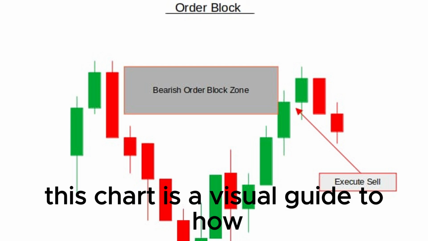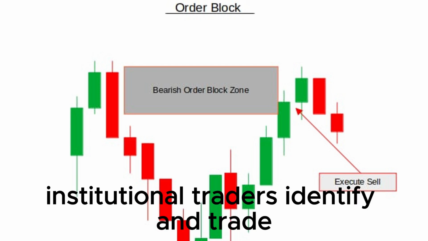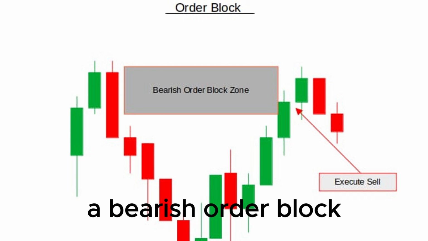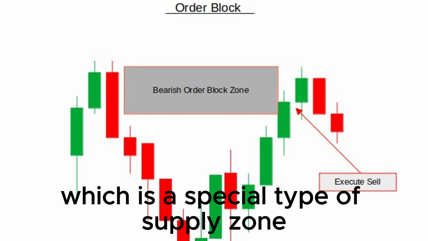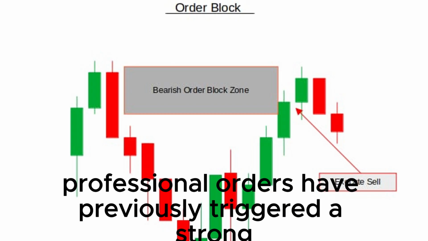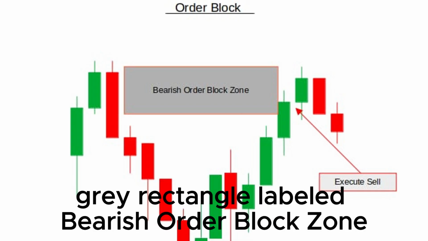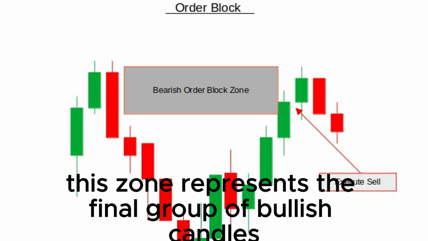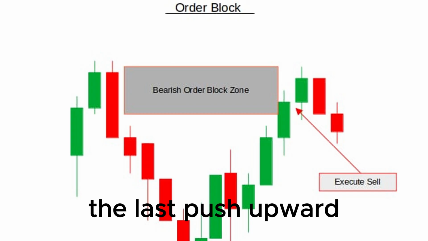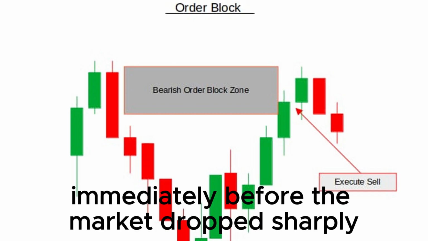This chart is a visual guide to how institutional traders identify and trade a bearish order block, which is a special type of supply zone where large professional orders have previously triggered a strong downward price move. In the middle of the image, you can see a wide gray rectangle labeled Bearish Order Block Zone. This zone represents the final group of bullish candles, the last push upward immediately before the market dropped sharply.